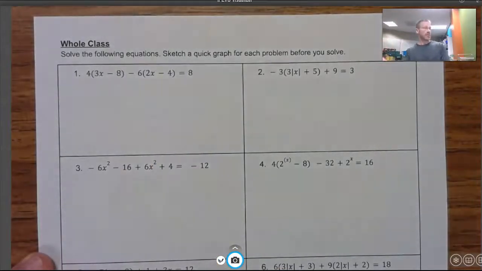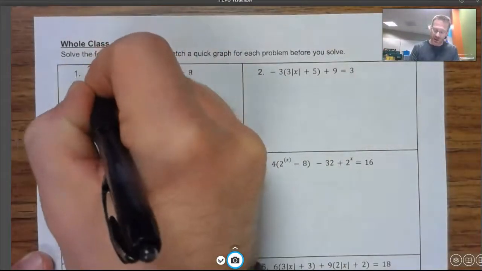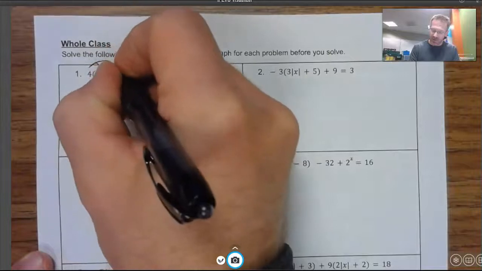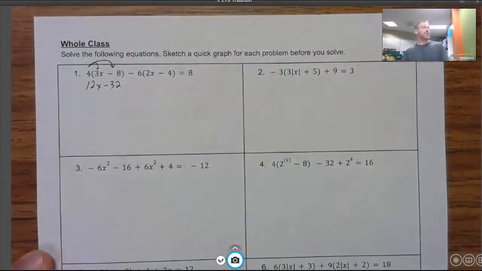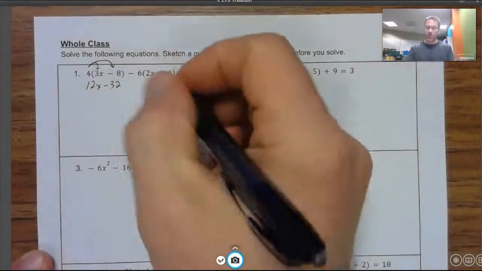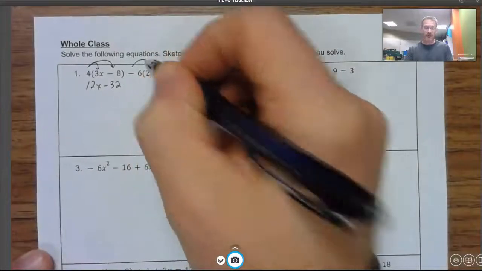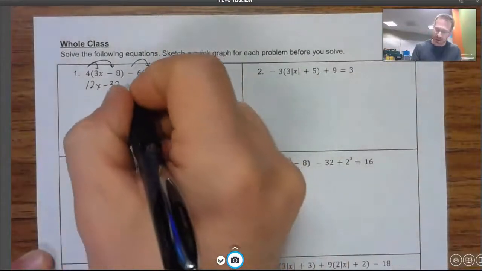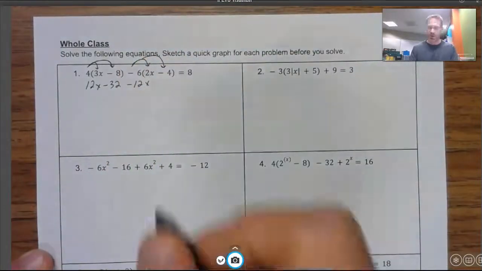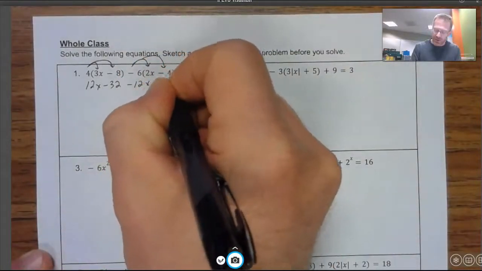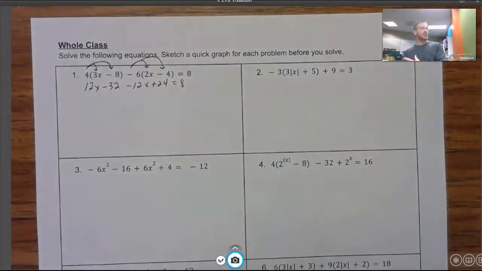Now notice I have 2 sets of parentheses here. So I'm going to distribute in the first set. So 4 times 3x, that's 12x. 4 times negative 8 is negative 32. Now I am going to distribute for my second parentheses. It's also open. Now, you always take the sign with the number. So this is negative 6 times 2, and that's negative 12x. And then negative 6 times negative 4, and that's positive 24, negative times negative. So distribute.